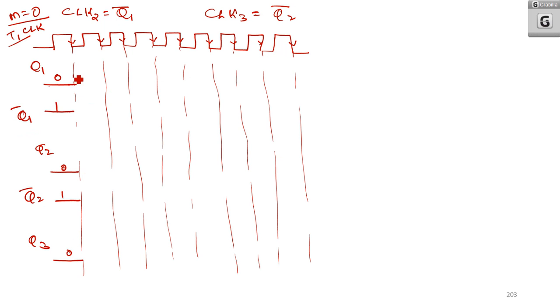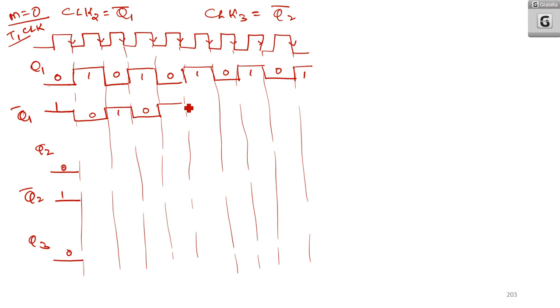At this point the output of flip-flop number 1 will become 1. At this point it will become 0. This is becoming 1 up to here. 1, 0, 1, 0, 1, 0, 1 and it will go like that. Now if that is the case of Q1, how will Q1 bar be? It will be the exact complement of Q1. So we will get 1, 0, 1, 0, 1, 0, 1, 0, 1, 0. Like that it will go.